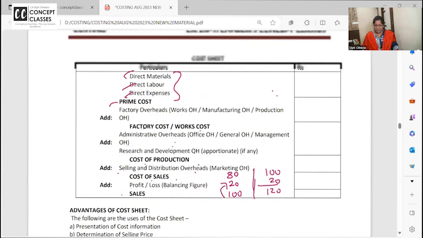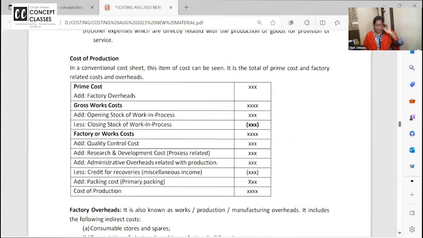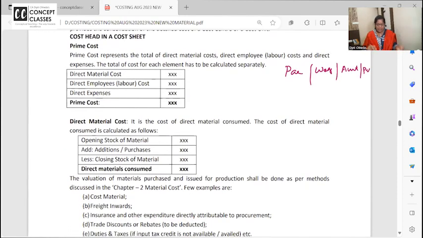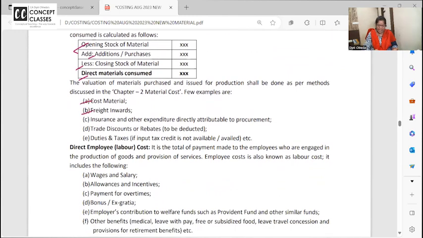And now let me talk about some pitfalls along with the booster notes. But first we will check a little bit of detail. What items you have to park where, that I want to check with you very quickly. So we all know what material is: opening plus purchases minus closing gives material consumed, and in material add freight, insurance, less trade discount, minus duties and taxes.